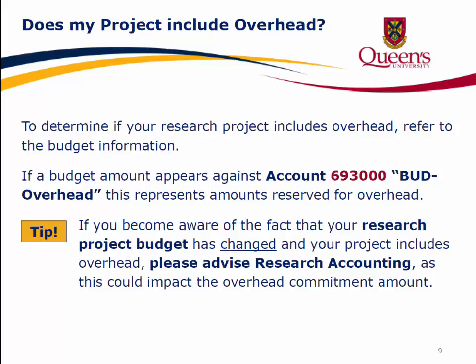Research projects do not always include an overhead component. To determine if your project includes overhead, you can refer to the budget details. If a budgeted amount exists next to account 693000, this indicates the project will be charged overhead. If you become aware that your project budget has changed and your project involves overhead, please contact Research Accounting, as the budget change could impact the overhead commitment amount.